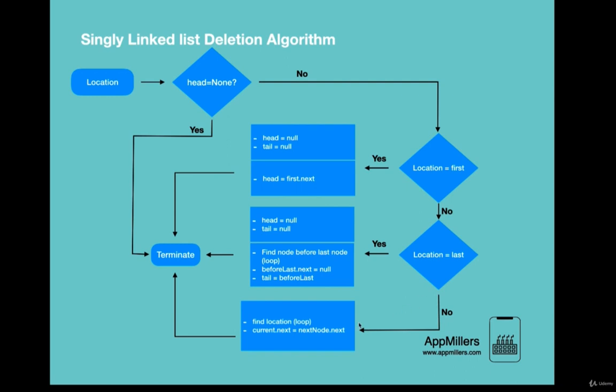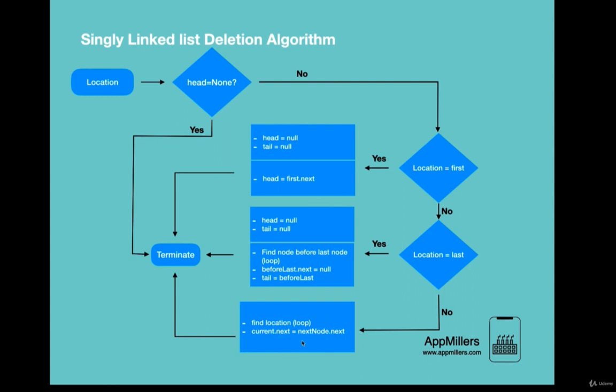Then the third case is we need to delete a node from any given location. In this case, one more time, we are looping through the single linked list to find the node that we want to delete. Then when we find the location in the single linked list, we are just setting the current node's next value to the next node's next value. We know that the next node's next value is the node after the next node. So by changing the reference, we are deleting the connection between the current node and the next node. The next node in this case will be deleted.